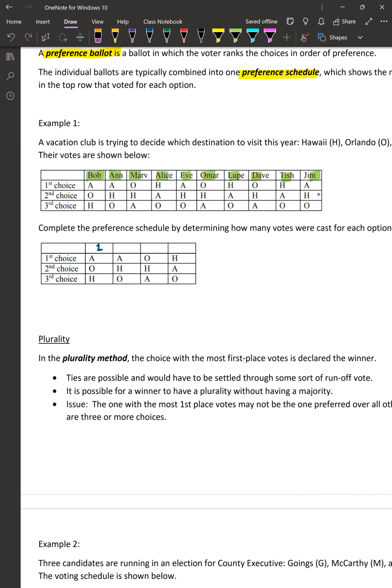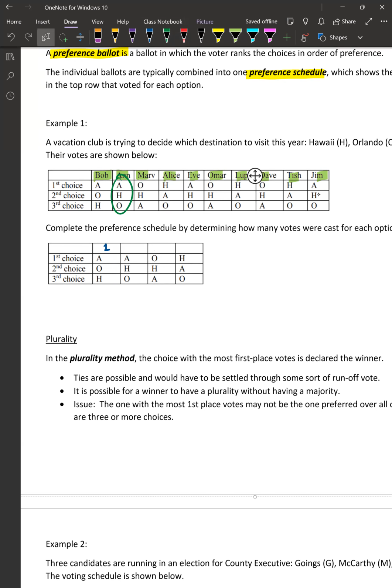Okay, then let's look at Anne. So Anne had AHO, so Anaheim, then Hawaii, then Orlando. And as we saw, there were a few others. So Anne had that. Whoa, my screen's flickering out. Eve had that. Jim had that, and I believe just those three. So 3 people had that preference order. So we would put a 3 here.